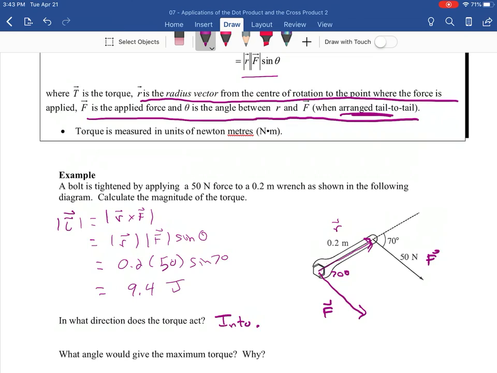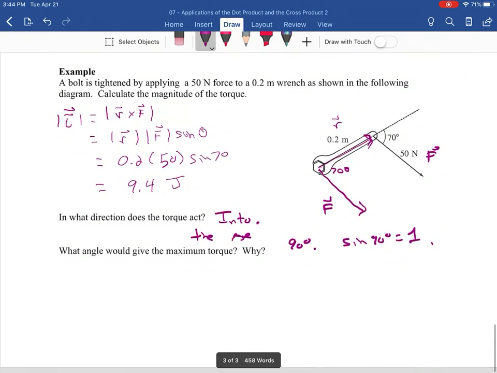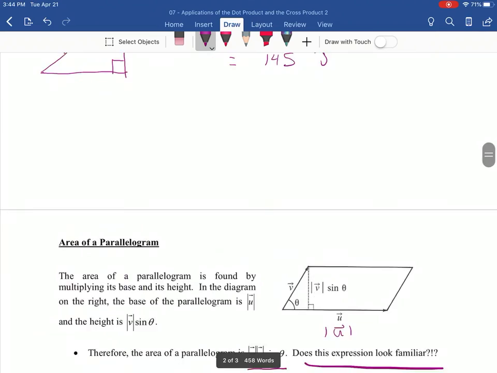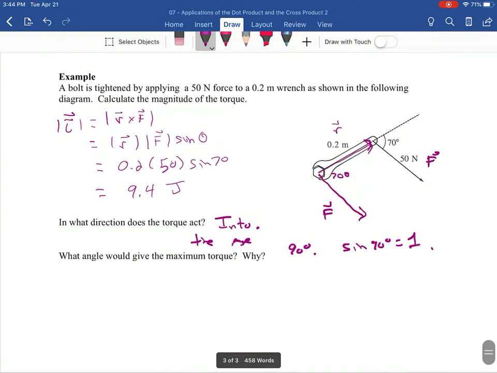Now, what direction does this force act? If you put your fingers along R so that they'll wrap towards F, with your right hand, it's into the page. And what angle would give maximum torque? Well, 90 degrees, because sine of 90 gives 1, gives you full effect.